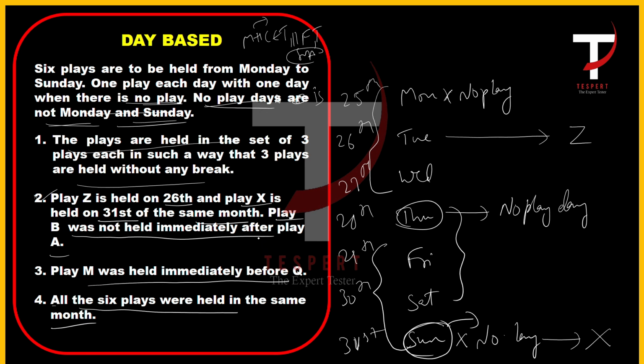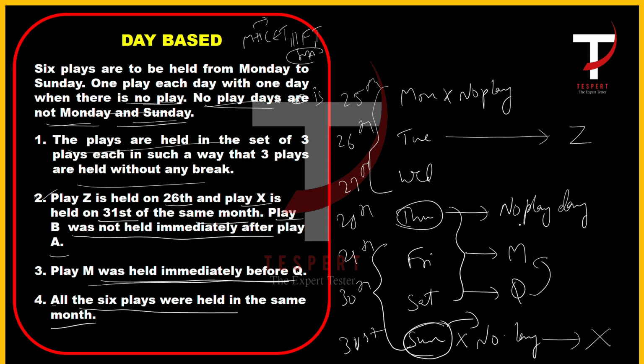That means M must be on 29th and Q on 30th, right? So M was held immediately before Q. Before Q, M was held. So M must be on 29th and Q must be on 30th. Why? Because M was held immediately before Q.